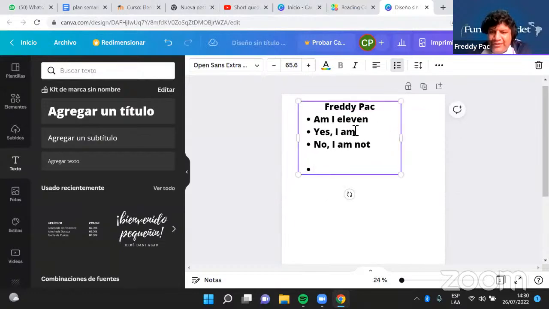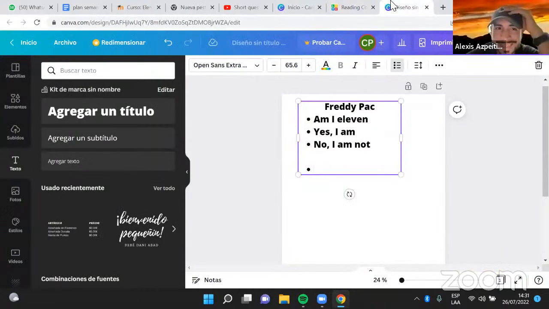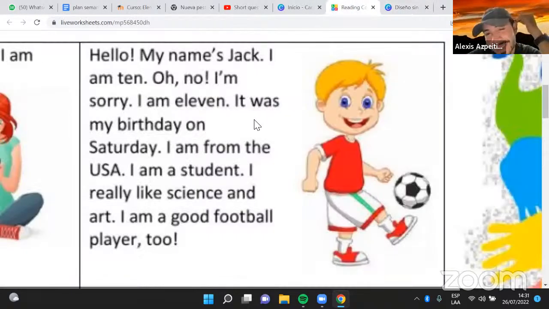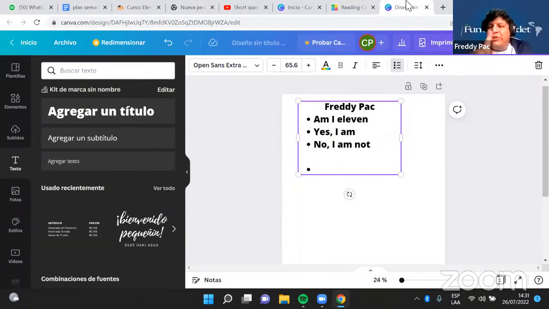I will put it over here. And what could be another good question for this test? It was my birthday on Saturday. How can you transform this into a question? Remember that we are working short, so we don't have to use when or what. Tomorrow we are going to use what and when, but today no.